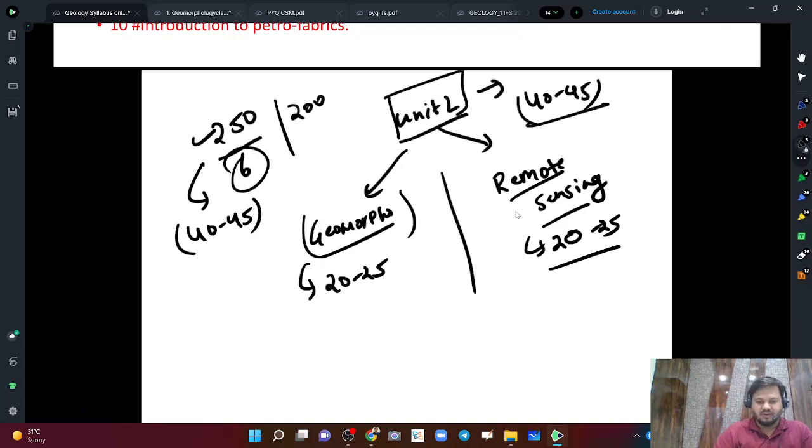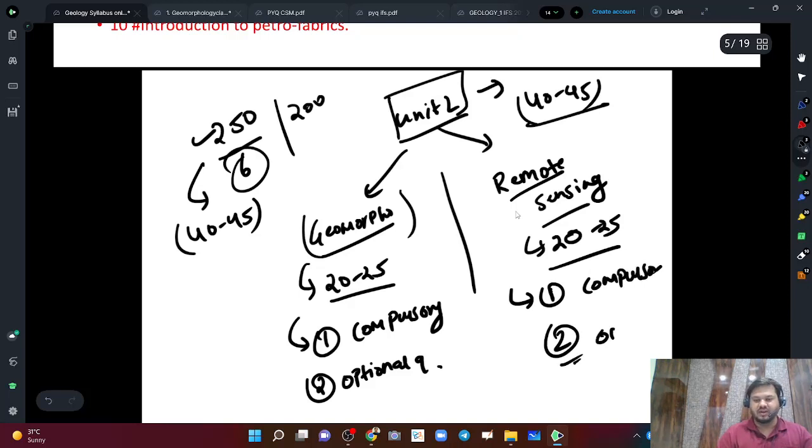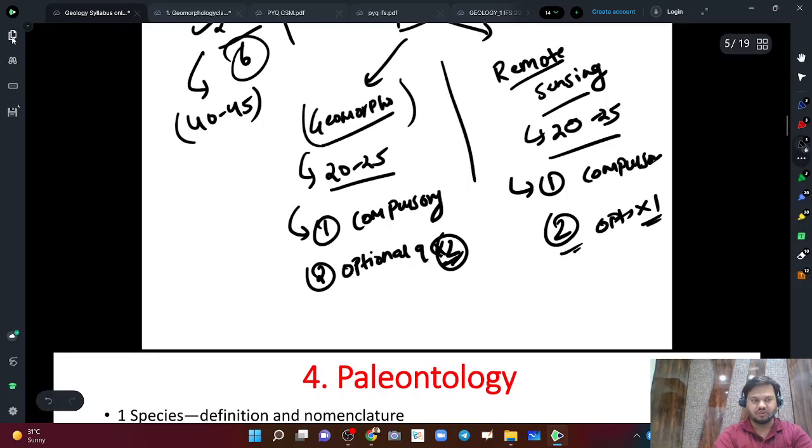You should strategize. Another thing is that in this 20 to 25 marks, generally speaking, you will get one question in compulsory and another question in optional, and same is the case here. One question in compulsory and another one in optional, right? Maybe sometimes two questions from geomorphology, or sometimes one from remote sensing, or vice versa. So this is generally the breakup of how UPSC is asking questions on this.